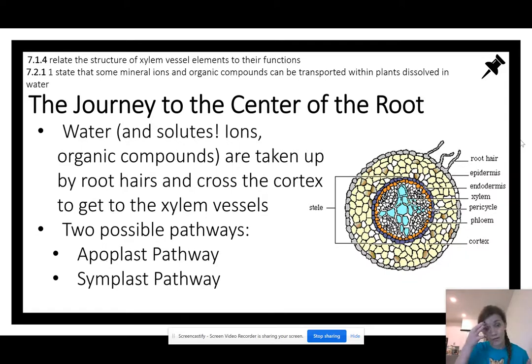The journey to the center of the root. So water, and this is important because it's literally its own objective. So water and solutes, so ions, minerals, certain organic compounds, other stuff in the water, are taken up by the root hairs and cross the cortex to eventually get to the xylem. This is a dicot root. So we've got the blue T shape or X shape xylem in the center, reached via two potential pathways. These two pathways are like the favorite, the blessed child of this chapter.